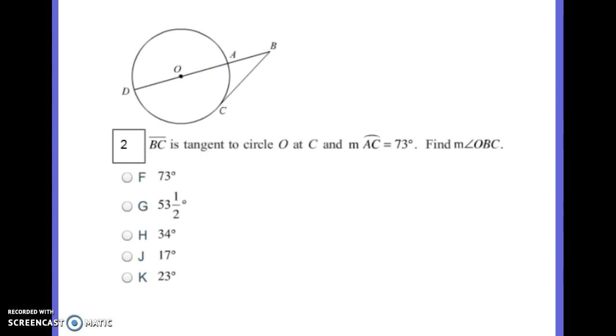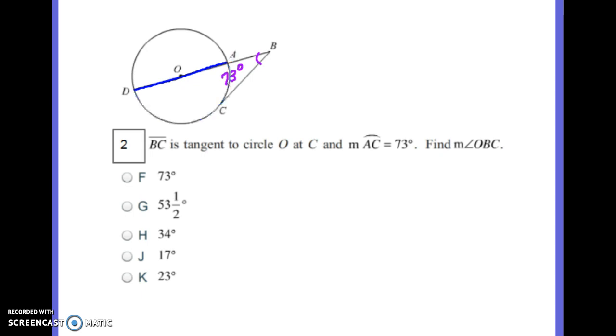On number 2, you're given BC is tangent to circle O at point C, and the measure of arc AC is 73 degrees. And you're to find the measure of angle OBC. Okay, so a couple of things that you need to notice. This is the diameter of circle O. So a circle is 360 degrees. So therefore this portion of the circle would be 180 degrees.